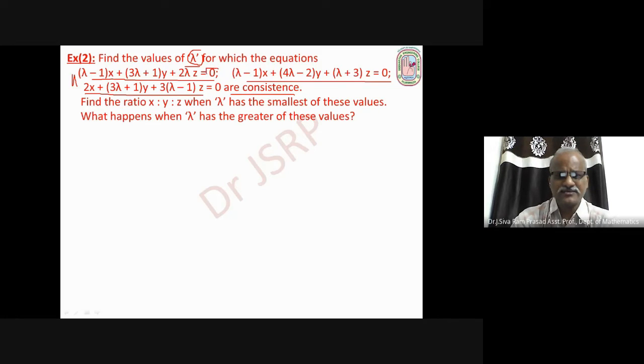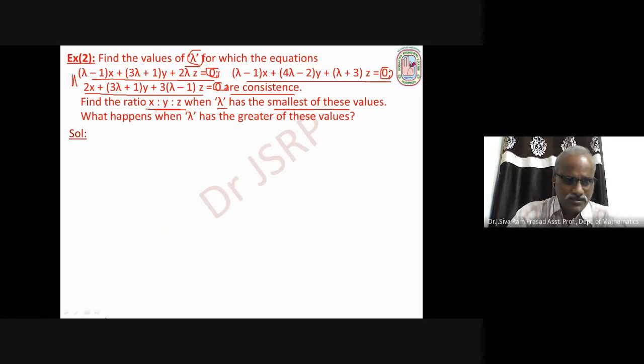Since on the right side we have zeros in each equation, this is a system of homogeneous linear equations. So after finding lambda values, find the ratio of x, y, z, that is x is to y is to z, when lambda has the smallest of these values. Similarly, what happens when lambda has the greater of these values?